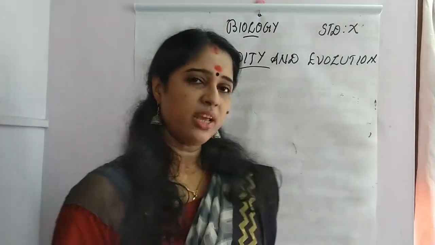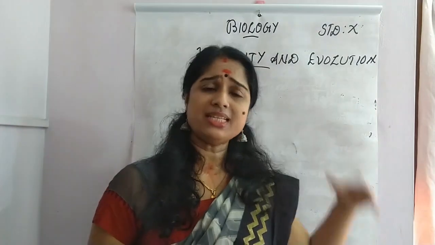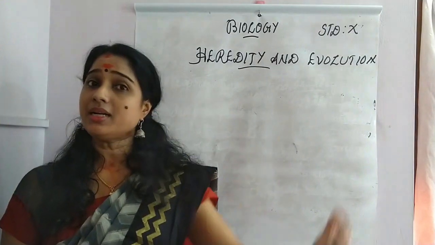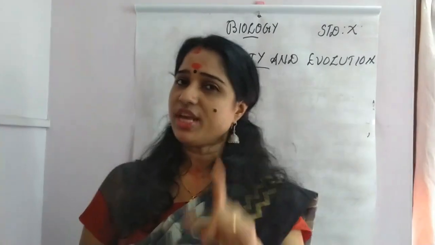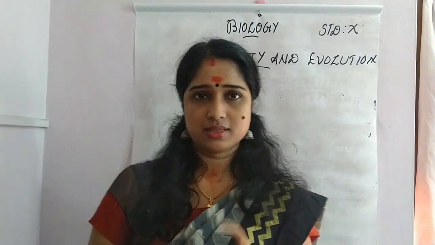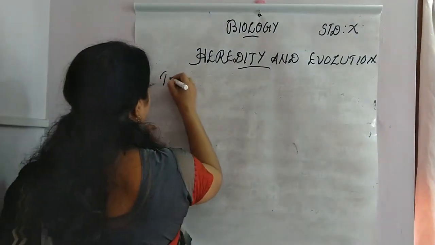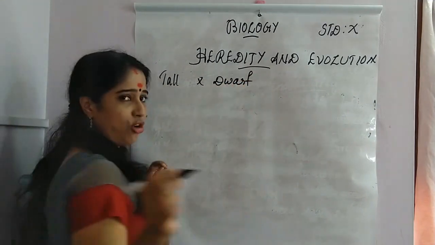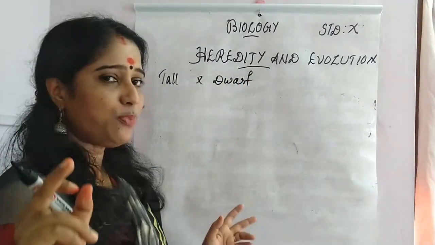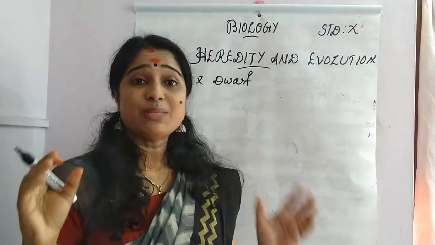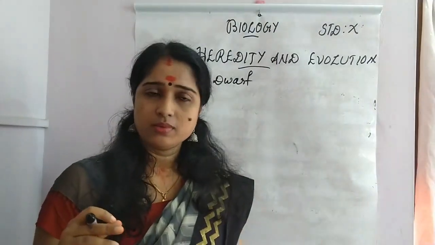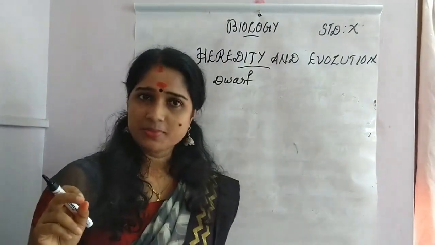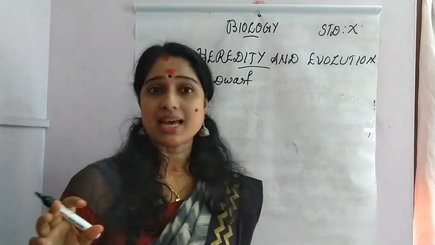Mendel first selected only one pair of contrasting characters. 7 pairs are there, but Mendel started his experiments by selecting only one pair of contrasting characters, and that is tall and dwarf. Dwarf means short. Of course, this tall plant has the other 6 characteristics, and the dwarf plant also has the other 6 characteristics.